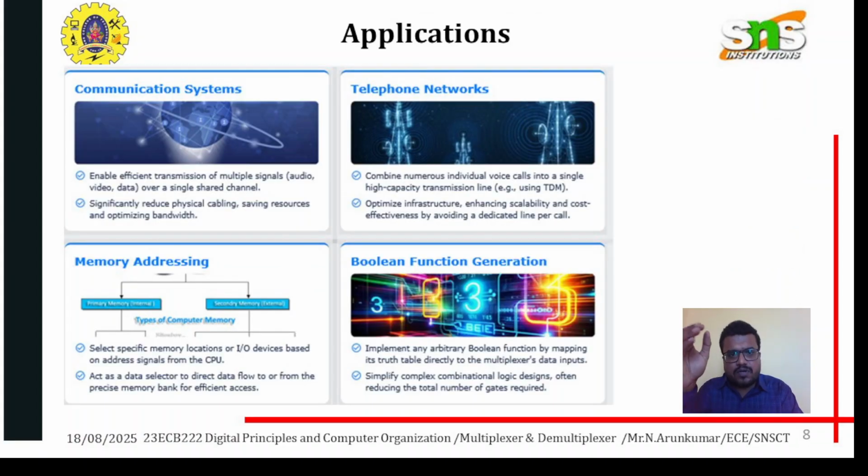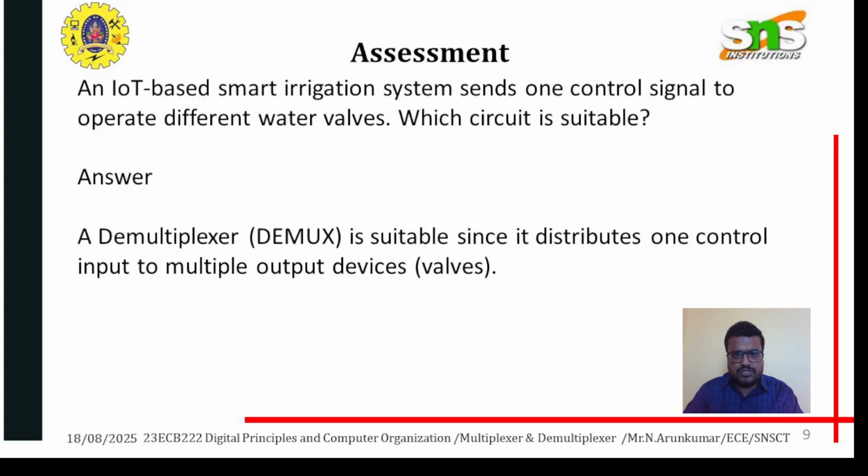Applications. It can be used for communication systems and telephone networks, where frequency is activated multiple times. For memory addressing, it can be used for a large amount of storage so that it communicates with the CPU very easily. And for Boolean function generation, because more bits are added when you use more than an 8 is to 1 multiplexer, it is very useful for Boolean function generation.